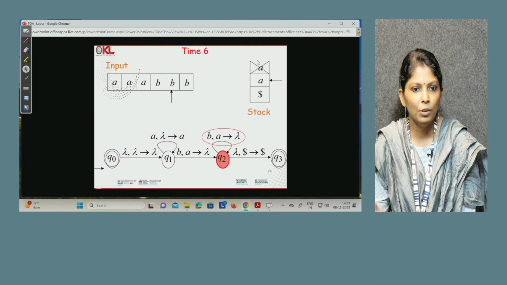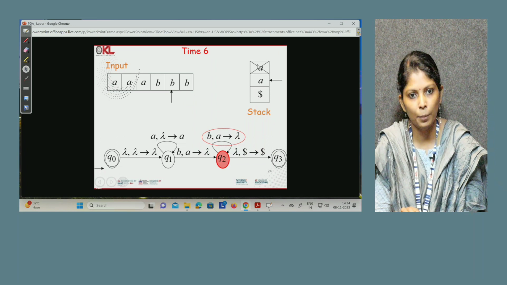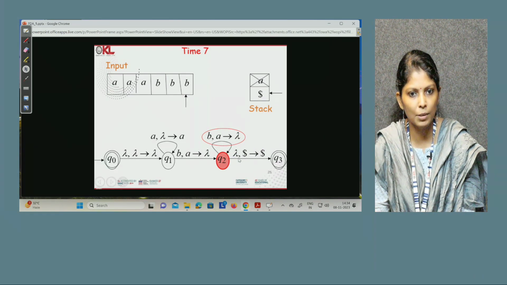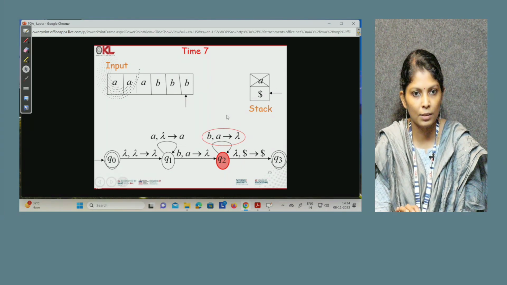Then the next element we read is also B. So this transition will be taken, this self loop. When we find B, we have to pop out one A from the stack top. So that second A is also popped out. Then we read the next B. Again the same self loop we are going to take, the same transition. The remaining A will be popped out from the stack.